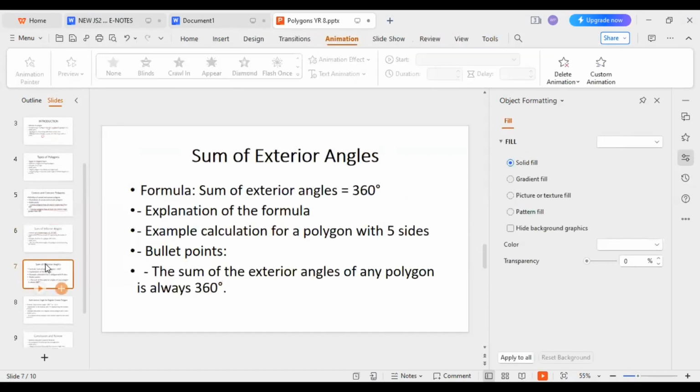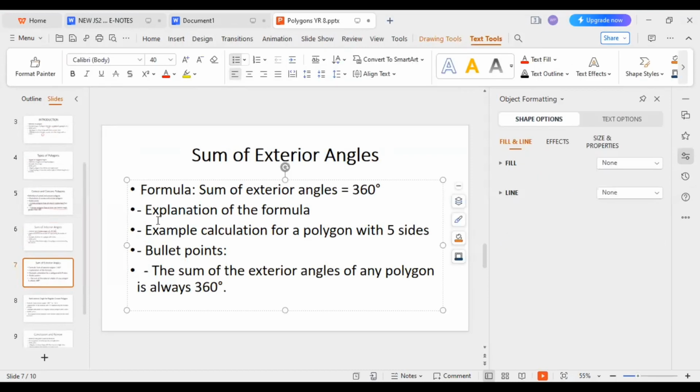So the first formula we are noting is this. Then the second formula is the sum of exterior angles.